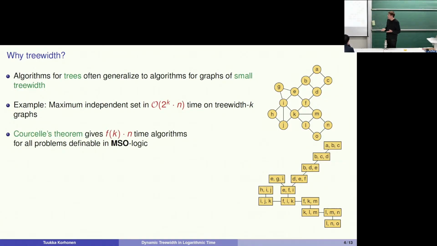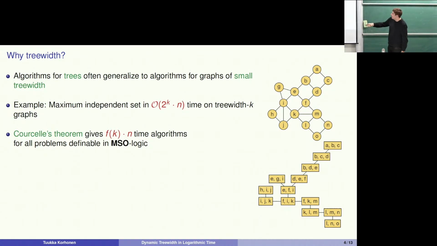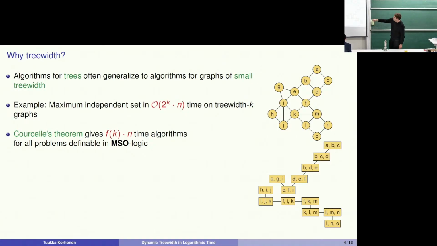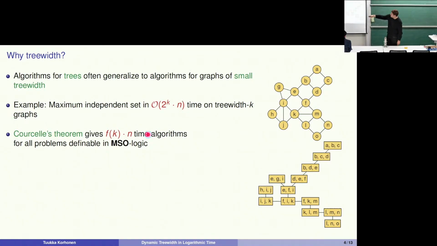And more generally, if you have a graph problem that you can define in so-called MSO logic, then there is Courcelle's theorem that tells that you get a linear time algorithm for this problem, like a linear time algorithm when the treewidth is constant. Yeah. And there are a lot more of these algorithms for graphs of small treewidth.